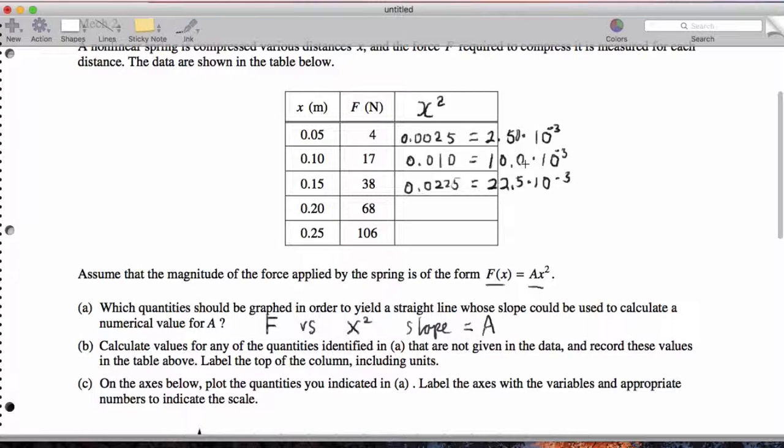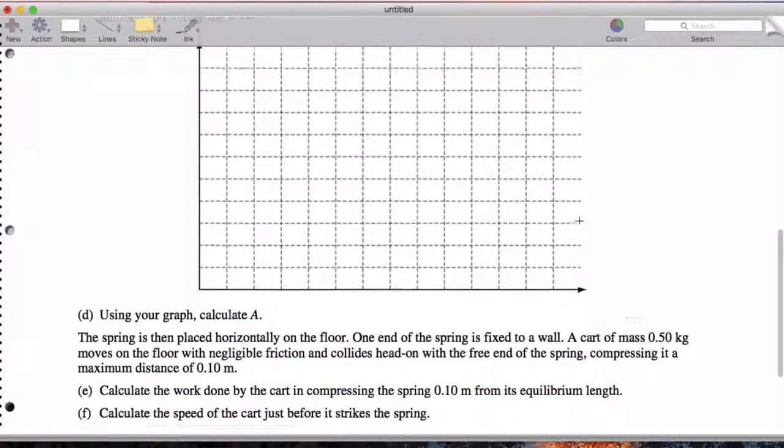And then we'll take 0.2 squared, and that's going to give us 0.04, which is going to be 40.0 times 10 to the negative 3. Lastly, when we take 0.25 squared, that's going to give us 62.5 times 10 to the negative 3. So here's why I want to do that.